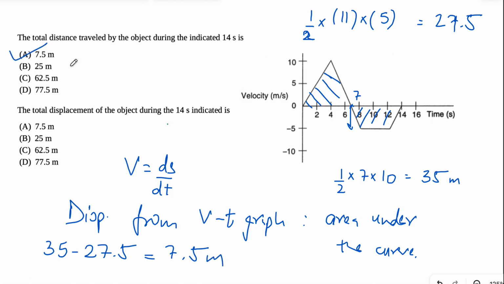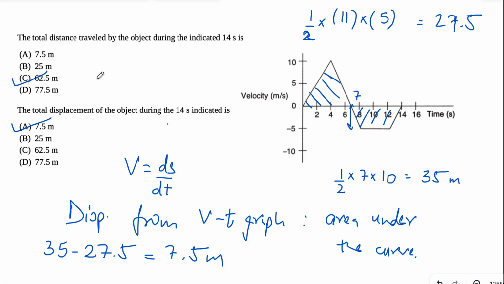Okay, sorry. The second question is total displacement. The first one is distance. So displacement is 7.5. If we were to find the distance, there would be no positive and negative. Whatever the object has moved, that would be counted in the distance. So both would be added up. 35 and 27.5, they would be added up, and we get 62.5 meters. This is the distance.